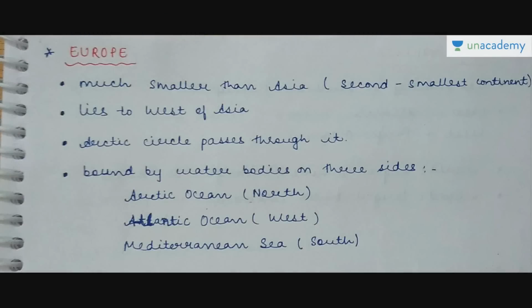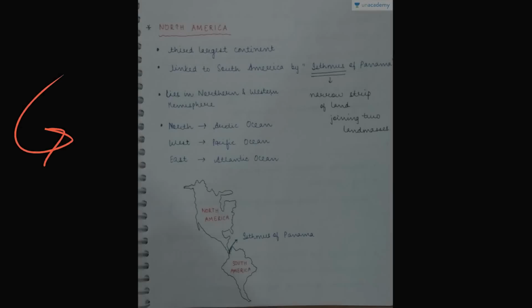Then we have Europe, which is much smaller than Asia, and it is the 2nd smallest continent. It lies west of Asia. We have seen, separated by Ural Mountains, and the combined is known as Eurasia. Then the Arctic Circle passes through it. So just see here, every continent has a different latitude passing through it. You have to remember the name very thoroughly. Then it is bound by water bodies on three sides. North meets Arctic Ocean, West Atlantic, South Mediterranean Sea.